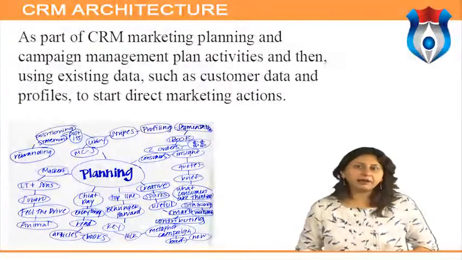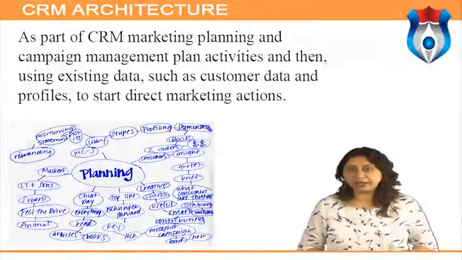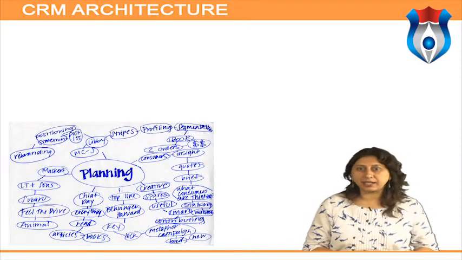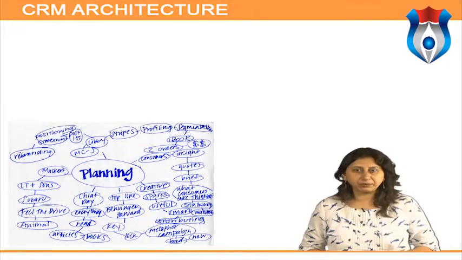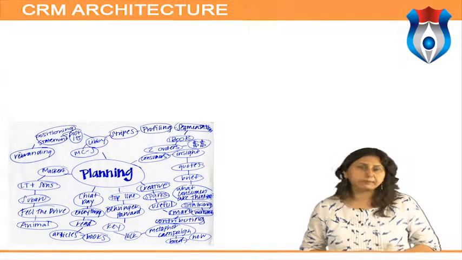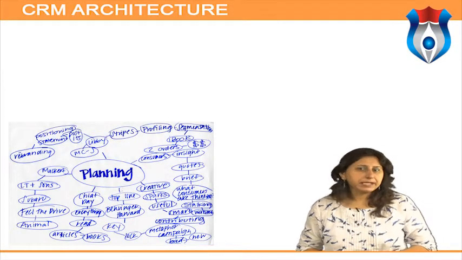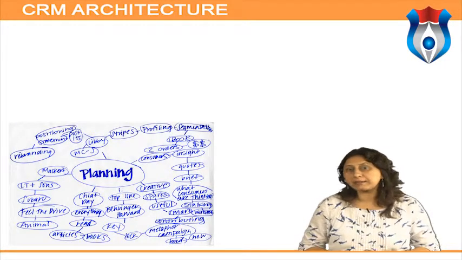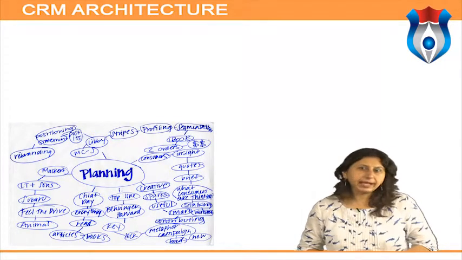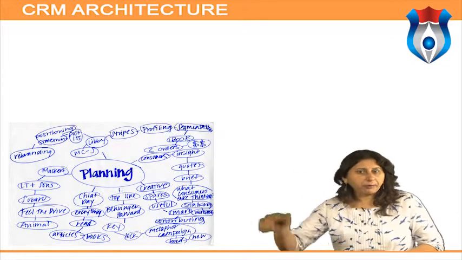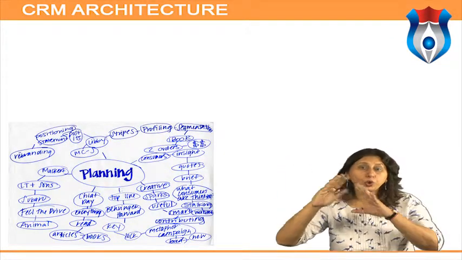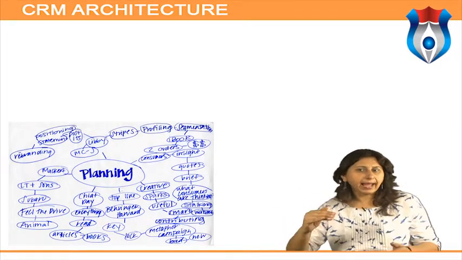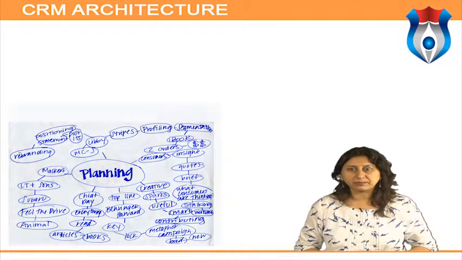Let's now discuss campaign planning and management. As part of CRM marketing planning and campaign management, we plan activities and then use existing data such as customer data and profiles to start direct marketing actions. Marketing planning and campaign management is referred to as marketing planning. We can plan activities at different levels, from high-level marketing plans for the whole concern down to campaigns for individual products at local level or events.